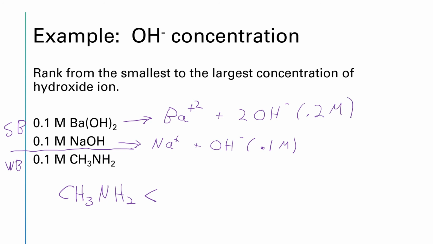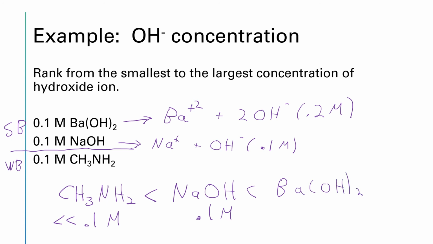So in ranking these, methylamine is the smallest because it's weak and will have way less than 0.1 molar. Then sodium hydroxide will be next with that concentration of 0.1 molar. And I guess I should fill that in. That's way less than 0.1 molar for methylamine. And then last but not least, we'll have barium hydroxide, which will have a concentration of 0.2 molar for the hydroxide ion.